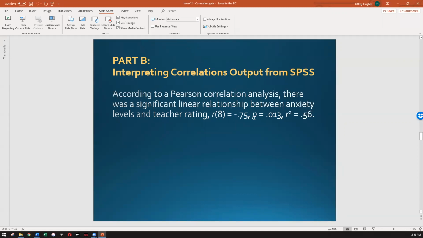So yeah, this is the write-up, and we have a little bit more, but this is the write-up of a correlation coefficient. You can see we have, according to a Pearson correlation analysis, we have the name of the test. We interpret statistically what we found without using stats. There was a significant linear relationship between anxiety levels and teacher rating. Then we jump into R degrees of freedom equals the R value, the actual p value, and then just squaring the R value. So what should we do next?